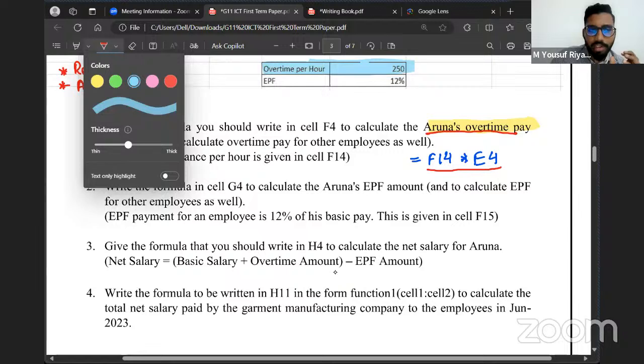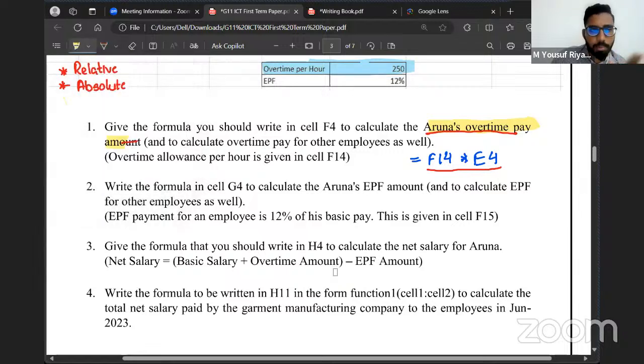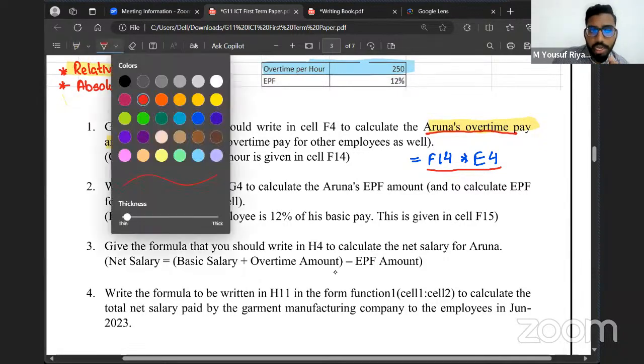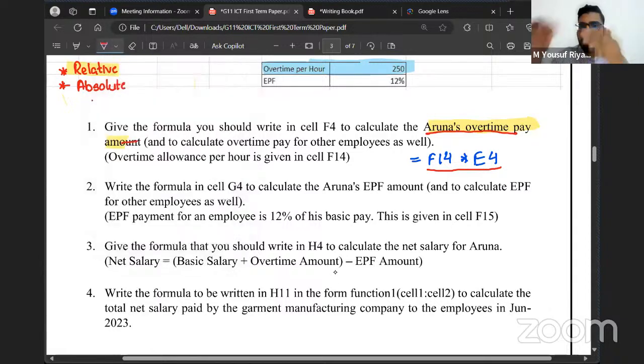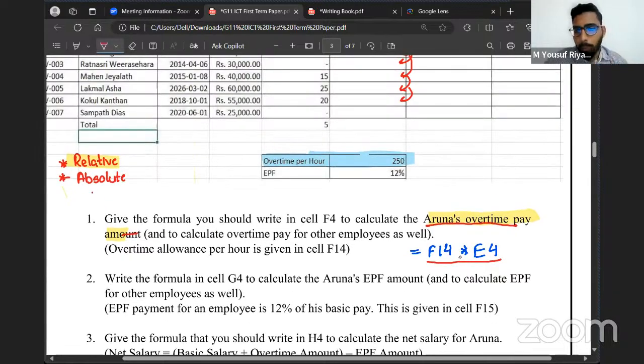By default, what is the cell reference that happens normally? Is it relative or is it absolute? By default, what type of cell reference is happening? Exactly. By default, the relative cell reference only happens. In relative cell reference, what happens is when you copy a formula from one cell to another cell, the cell address also changes. For example, if I copy from this cell to this cell, the row number will be changing because I'm jumping one row down.